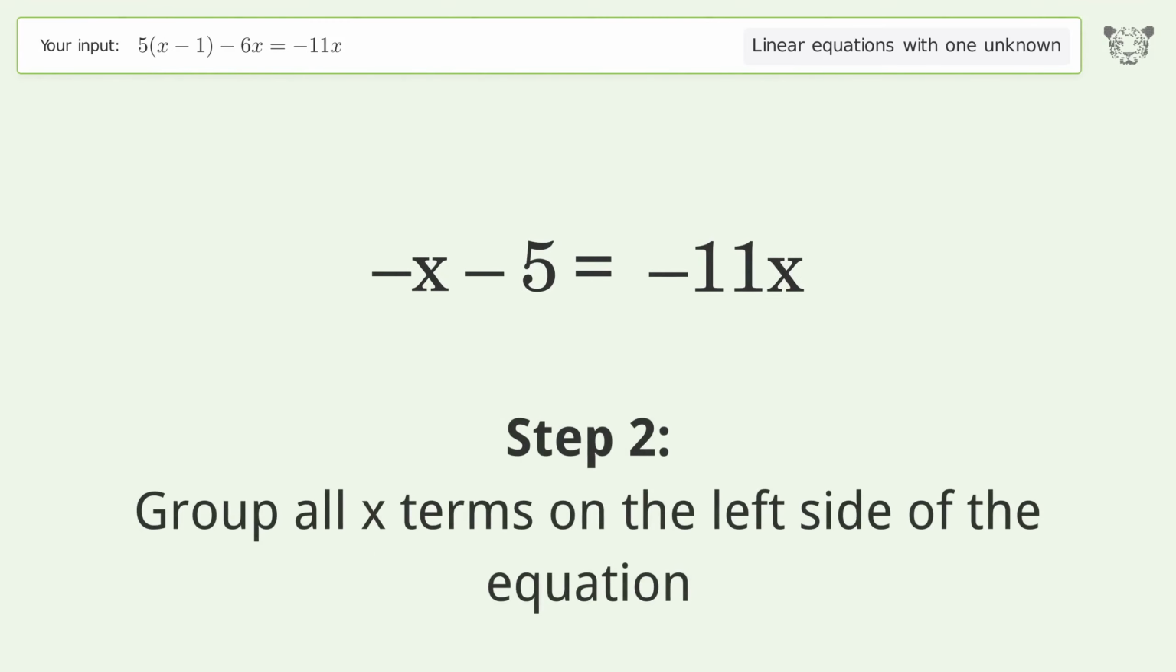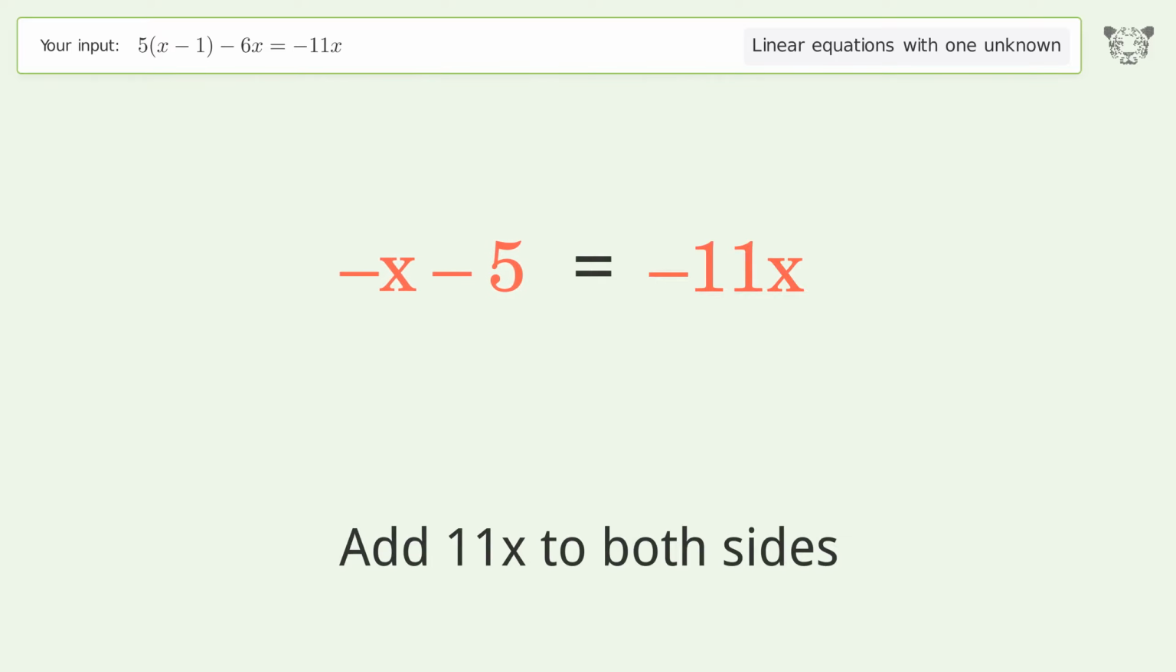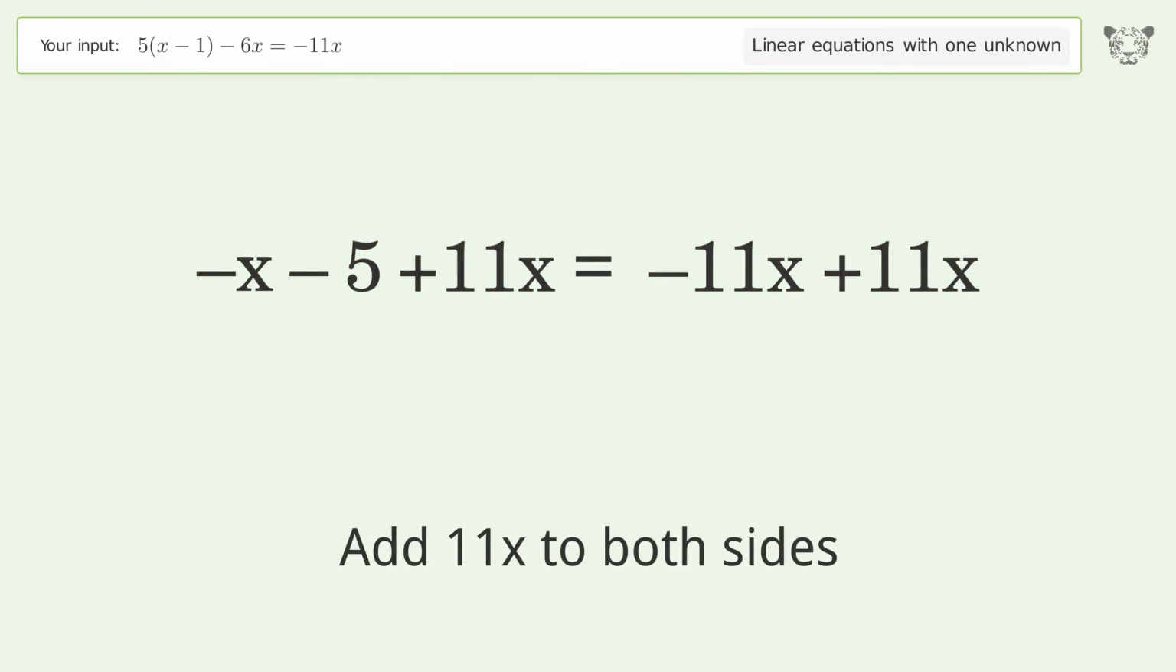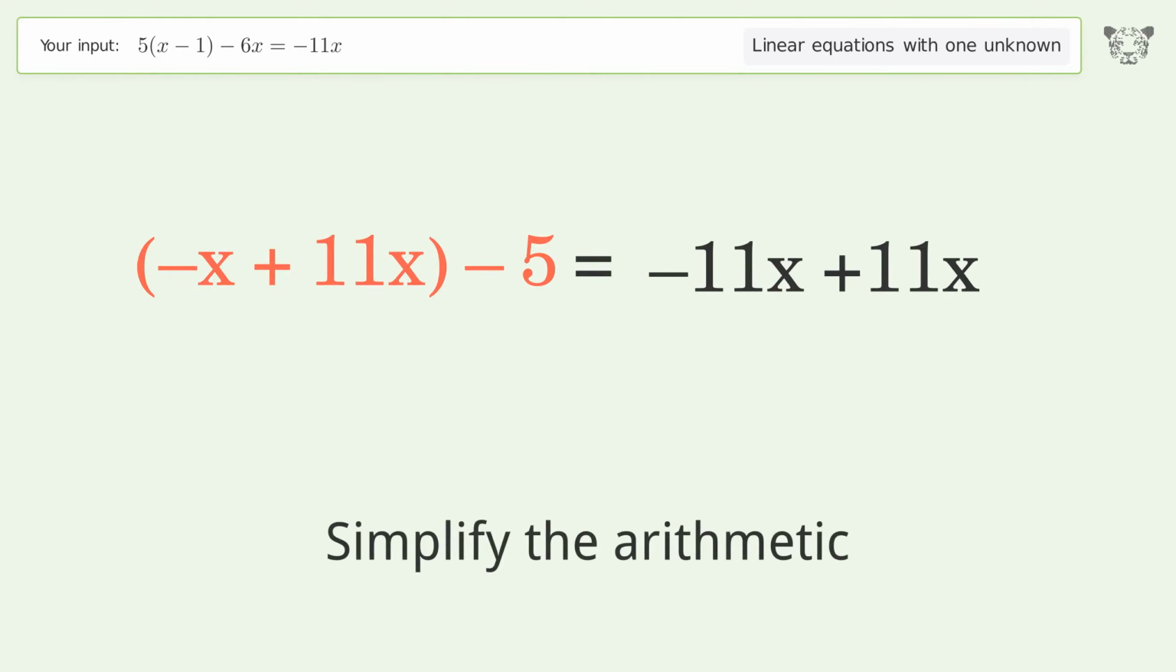Group all x terms on the left side of the equation. Add 11x to both sides. Group like terms. Simplify the arithmetic.